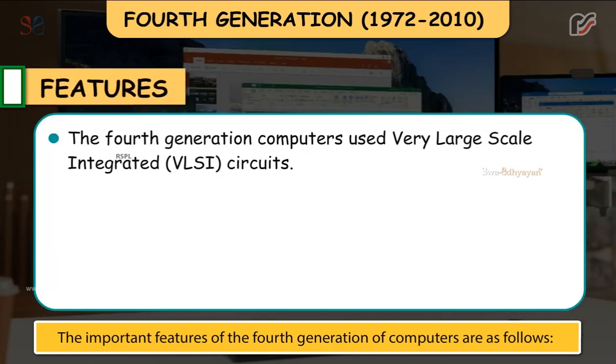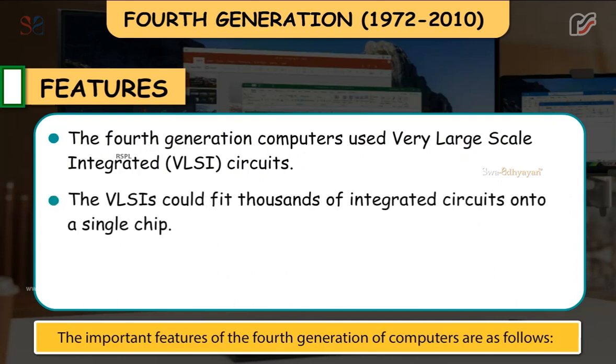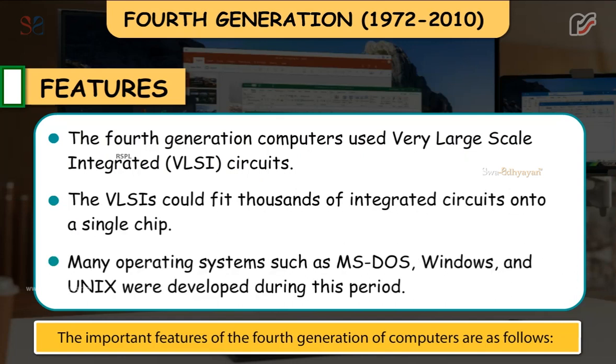Features: the fourth generation computers used very large-scale integrated VLSI circuits. The VLSIs could fit thousands of integrated circuits onto a single chip. Many operating systems such as MS-DOS, Windows, and Unix were developed during this period.